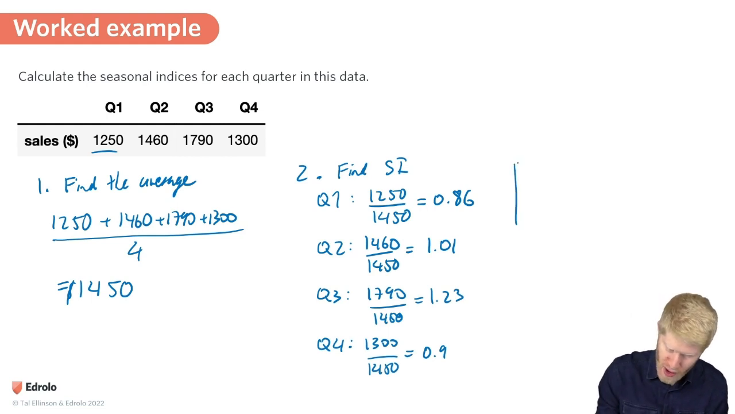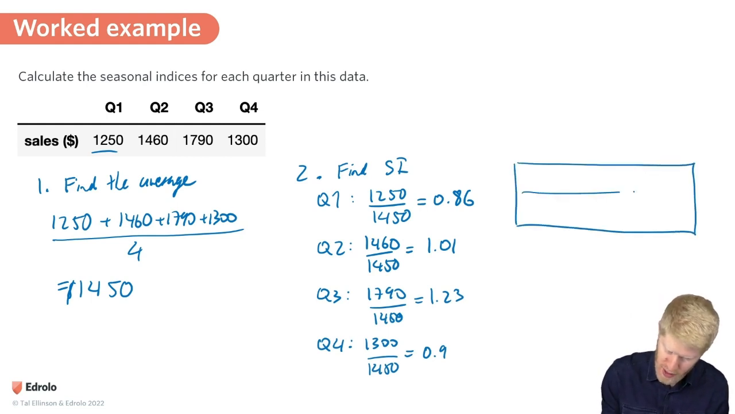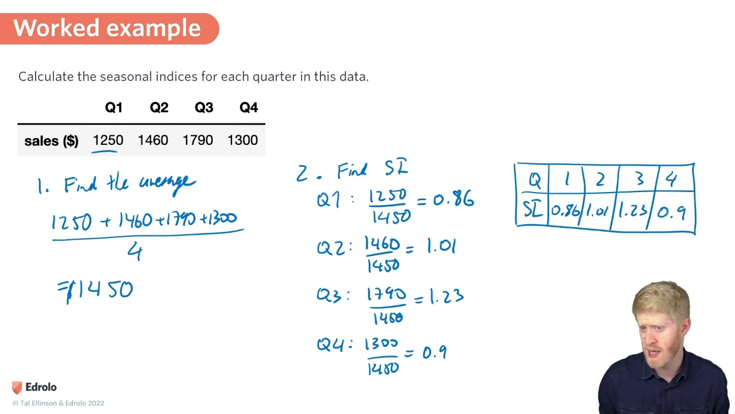So if we wanted to summarize our seasonal indices, we could do it like this. That's our quarter, that's our seasonal index. For the first quarter, second quarter, third, and fourth, we have each of these numbers. If you've done it correctly, your seasonal indices should all add up to give you 4. If you had 12 months, they'll give you 12. In this case, there's 4 quarters, so we should get 4, and we do.